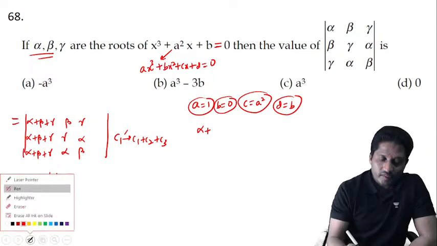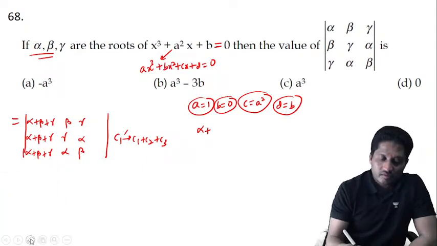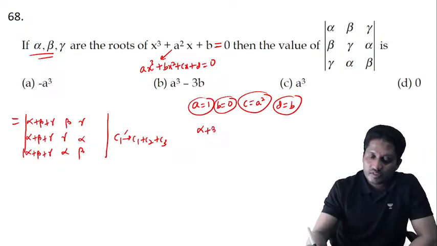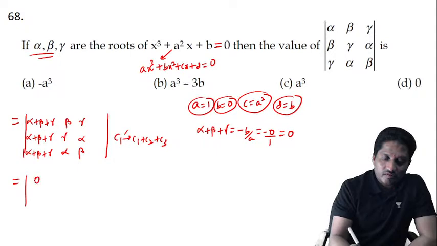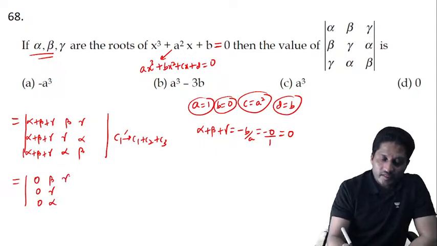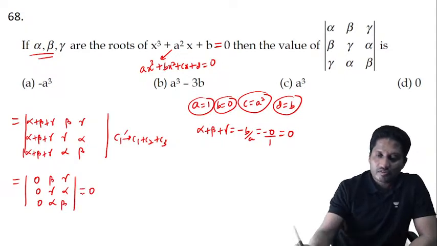Or you keep it as it is, no issues. Sum of the roots is minus b by a. B is 0, right? 0 by 1, which is equal to 0. You get determinant of 0, 0, 0, then beta, gamma, alpha, then gamma, alpha, beta. All the elements of the first column are 0. It should be 0.